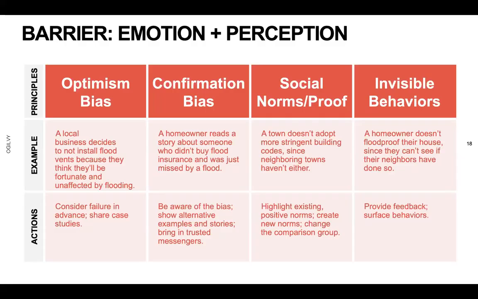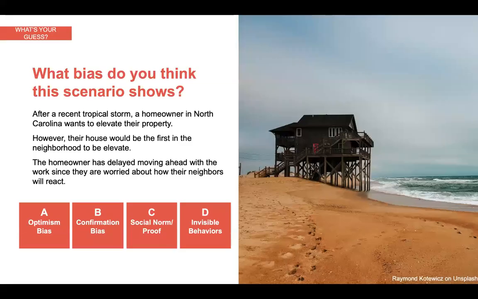So now what I'd like to do is turn us to another scenario and test this knowledge. If we're looking at this use case, can you identify what bias is present? After a recent tropical storm, a homeowner in North Carolina wants to elevate their property. However, their house will be the first one in the neighborhood to be elevated. Homeowners have delayed moving ahead with work since they're worried about how their neighbors will react and what will happen. So please share in the chat if you think this is optimism bias, confirmation bias, social norms and proof, or invisible behaviors. I'll give you a second.